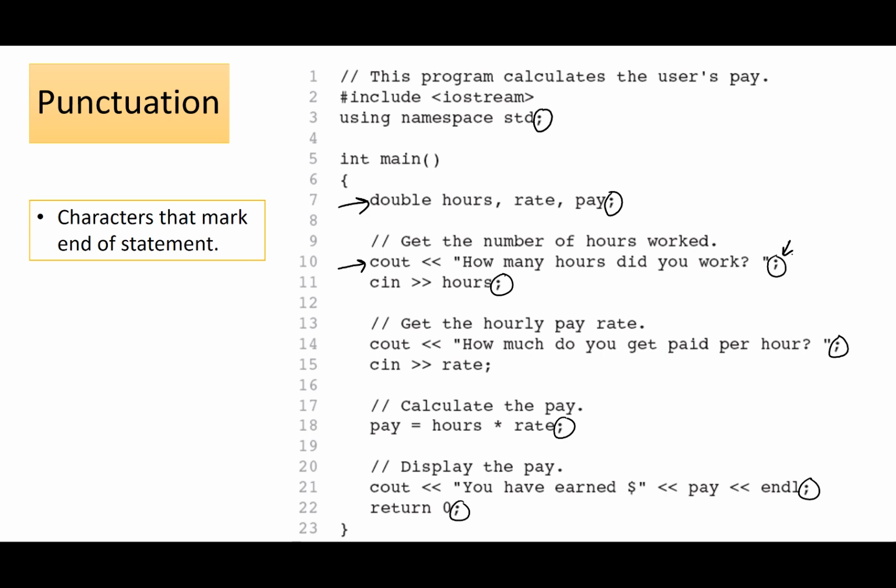C++ is really picky about punctuation. You're going to need to make sure that if you don't get the punctuation correct, it's going to give you a compilation error. Some other punctuation are these. These mark the beginning and end. And these curly braces are also considered punctuation.